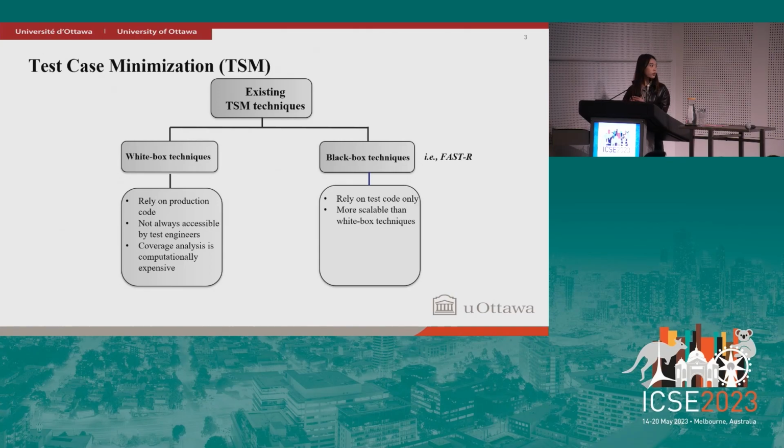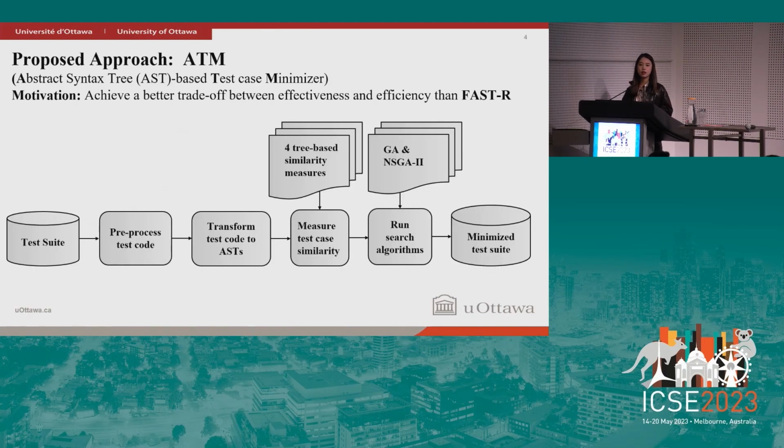The other category of test case minimization techniques are black box techniques. The current state-of-the-art black box technique is called FAST-R. They rely on the test code only, and it is much more scalable than the white box techniques. So based on all the literature we reviewed, we proposed our approach ATM, an abstract syntax tree-based test case minimizer. Our motivation is to achieve a better trade-off between effectiveness and efficiency than FAST-R.